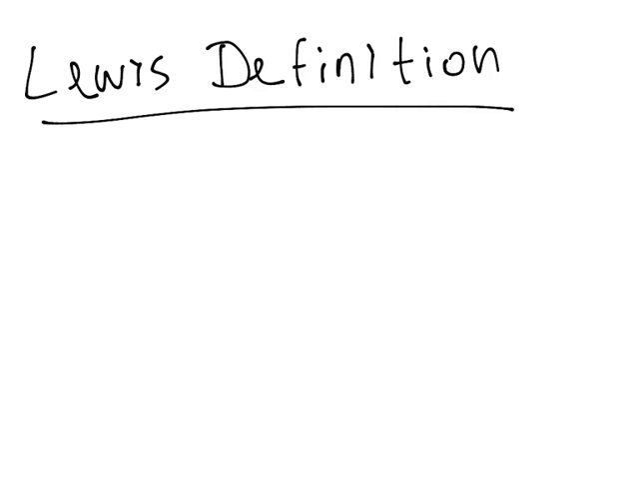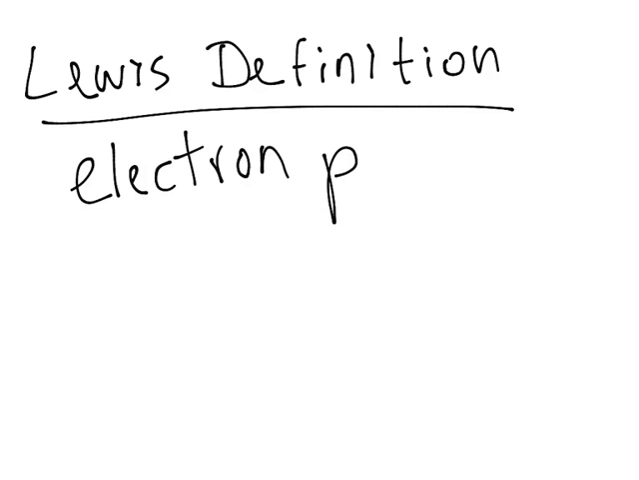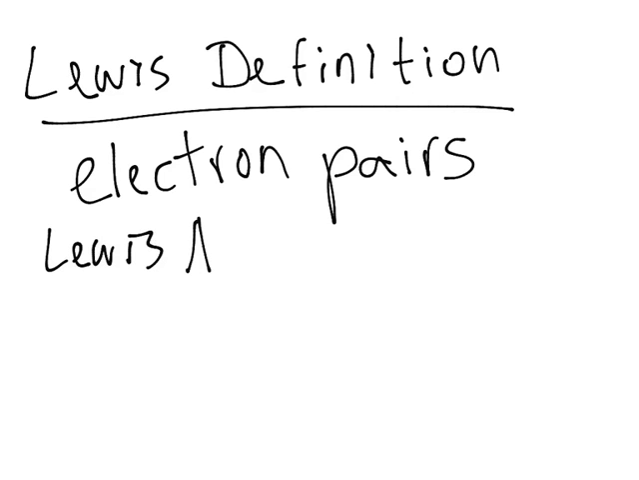So Lewis focused on something a bit different. He focused on electron pairs. Not just electrons, it's a pair of electrons. And what we call a Lewis base or a Lewis acid. First, a Lewis acid, he said, was an electron pair acceptor.